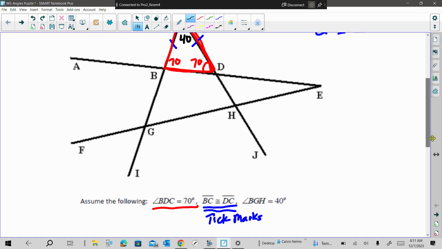Now, the other thing they tell us is angle BGH is also 40. So B to G to H, the 40 goes at the G. All right, so if I'm using my triangle relationships, then you're also going to use your angles, your vertical angles and your linear pairs. If you have parallel lines, then you're also going to use alternate interior and same side interior.